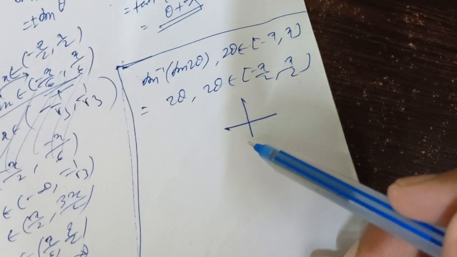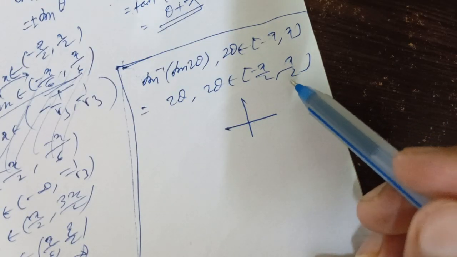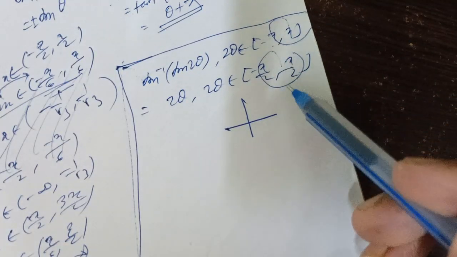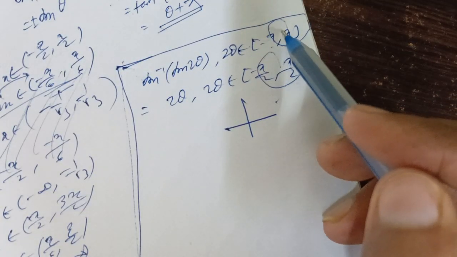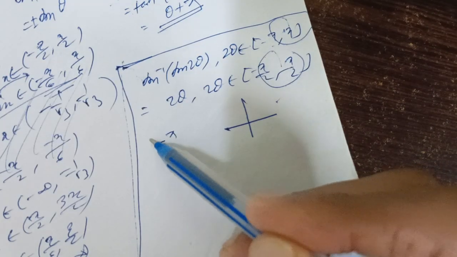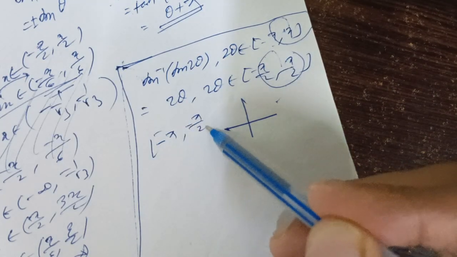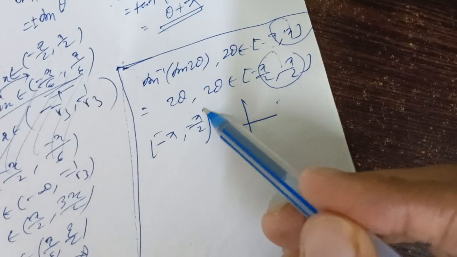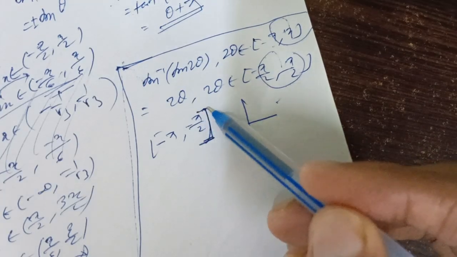-π to π, right? We took out this part, so what is remaining? If you subtract this from that, you're going to be left with -π to -π/2. You can include or exclude it, it doesn't really matter, because you're going to get the same answer. Let's just include it.